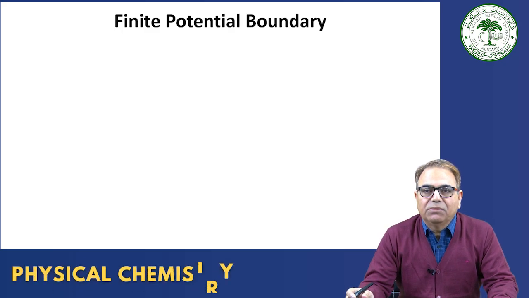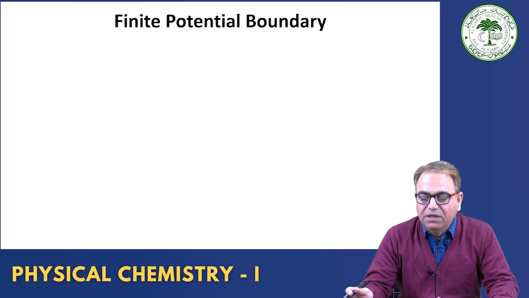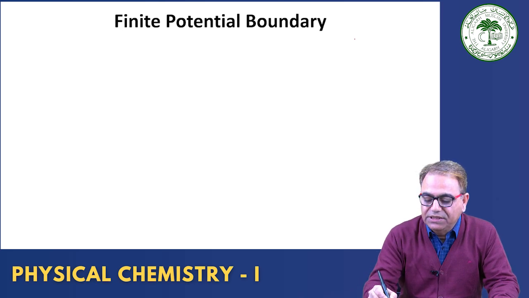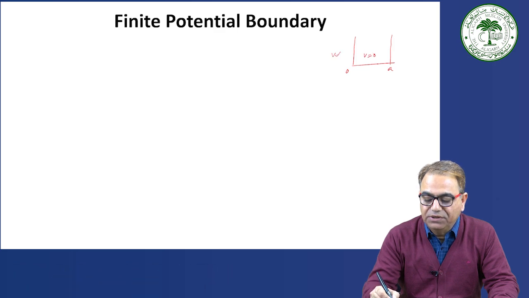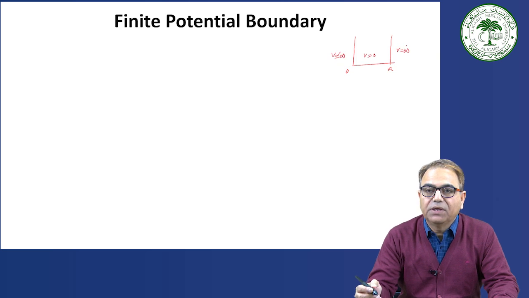In the last module, we talked about particle in a one-dimensional box, two-dimensional box, and three-dimensional box. In the one-dimensional box, the box extended from 0 to A, and the potential energy inside the box was 0 and outside the box was infinity. If you remember.